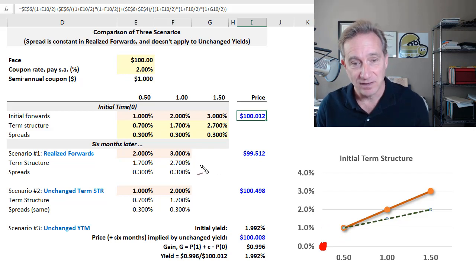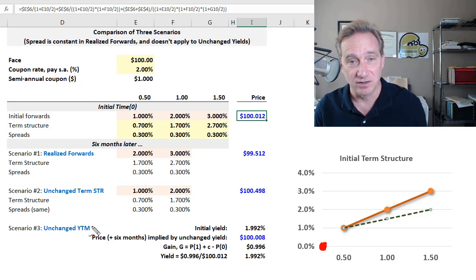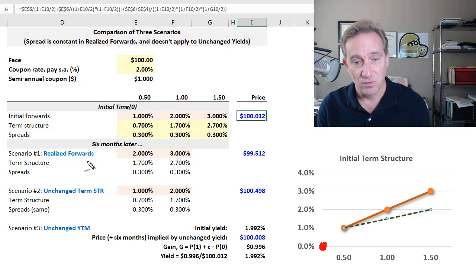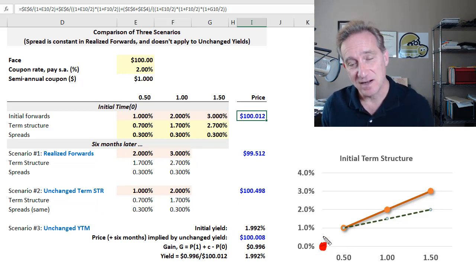Now we have the choice. And there are three basic scenarios. Scenario one is realized forwards, scenario two is an unchanged term structure, and scenario three is actually the one that oftentimes we make implicitly without thinking about it, and actually maybe the least common scenario when we go to make a choice.